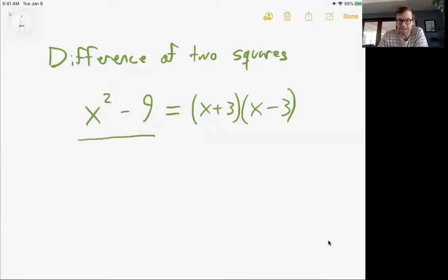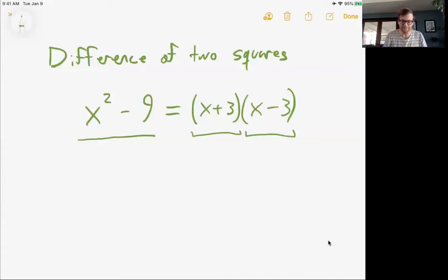Factoring it ends up being really easy. It just ends up being the square root of x squared, that's x, and the square root of 9, that's 3. And you add on one of the binomials, and then you subtract on another one of the binomials. You may have noticed, difference of two squares, it doesn't have that middle term, right?